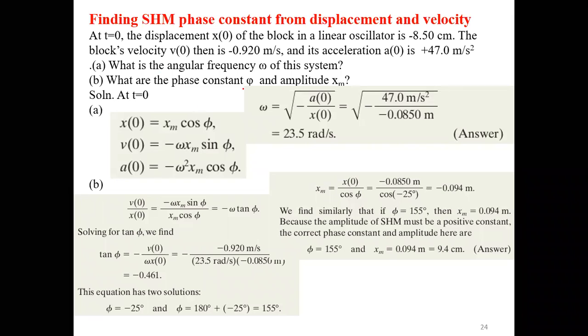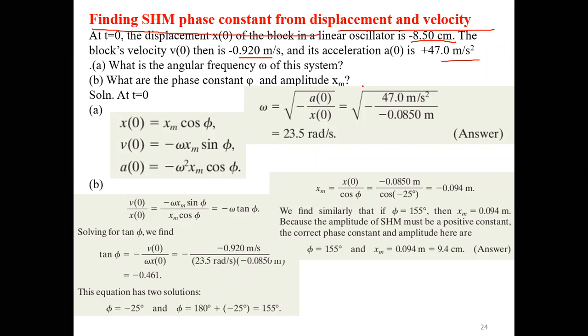Okay. And the next problem is finding a simple harmonic motion phase constant from the displacement and velocity. So at t equal to 0, the displacement x0 of the block in a linear oscillator is minus 8.50 centimeter. That means you compress the spring. So its displacement is minus 8.50. You just compress the spring by 8.50 centimeter. The block velocity v0 is given there, and its acceleration is given here.